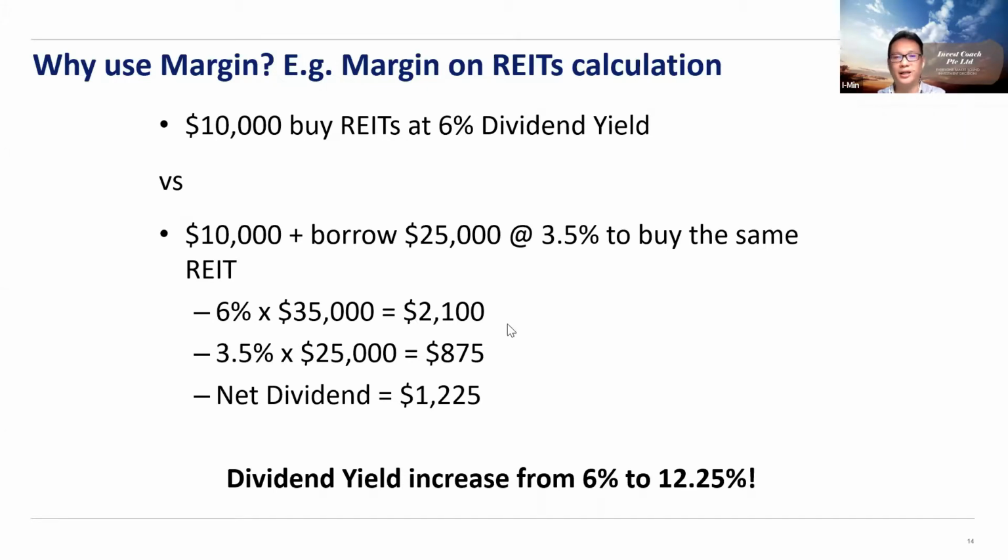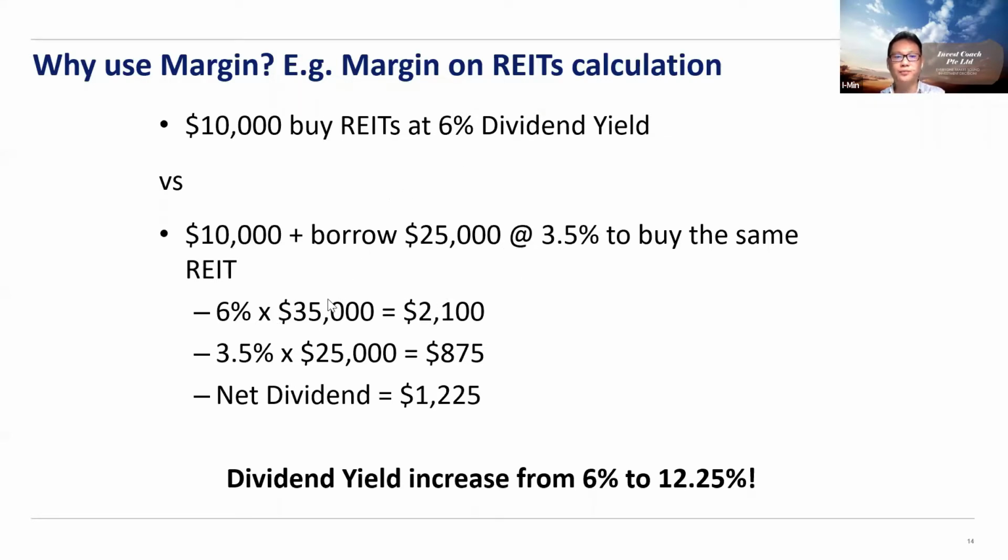So numerically speaking, let's say, for example, I've got $10,000. I just buy REITs that give me 6% dividend. So obviously, my yield is 6%. But then assuming that on this 10,000, I borrow 25,000, and let's assume that the interest rate is 3.5%. Like I said, the interest rate can change. This is how the mathematics works.